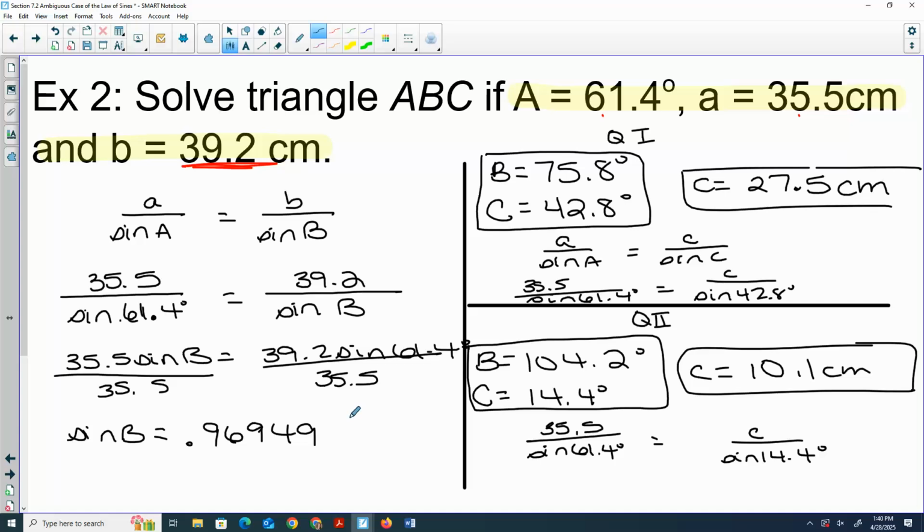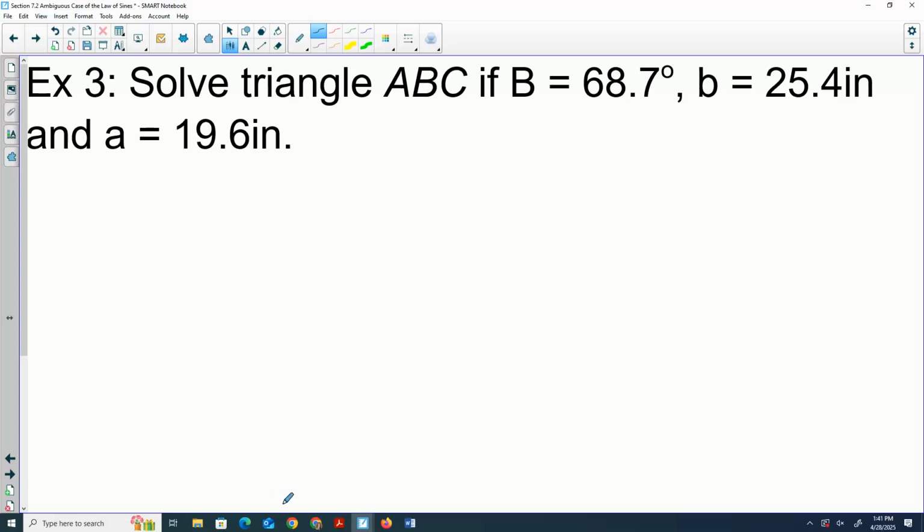Yes, it's just they would put that in for the wrong side, so it's the same side. All right, any questions on this one? So we've seen a case where there is no triangle, we've seen a case where there's two triangles. Let's take a look at this one.